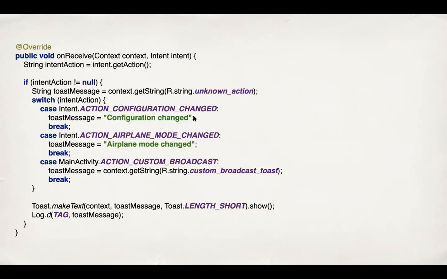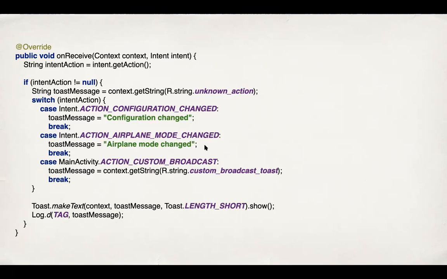On the broadcast receiver subclass, the onReceive call basically gets the intent action. It's already registered, so nothing additional to be done here. In that you look at the action and take some action based on that. So if the action is configuration changed, you create a toast with the message that it just says configuration changed. Similarly, airplane mode changed, and the custom broadcast has its own message.